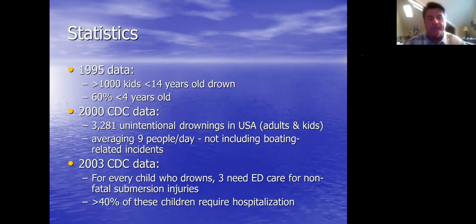Statistics that go back several years but are about the same per year, they haven't significantly changed, show that about 1,000 children a year will drown, and about 60% of them will be less than 4 years old. Of the 2,000 data from the CDC, of the 3,280 unintentional drownings, averaging 9 people per day, and that's not including boating-related incidents. So these are drownings that are not involving some type of boating accident or mishap. In 2003, for every child who drowns, there are about 3 who will survive and need emergency department care for non-fatal submersions. And greater than 40% of these children will require hospitalization. And we'll go over that towards the end of the lecture.